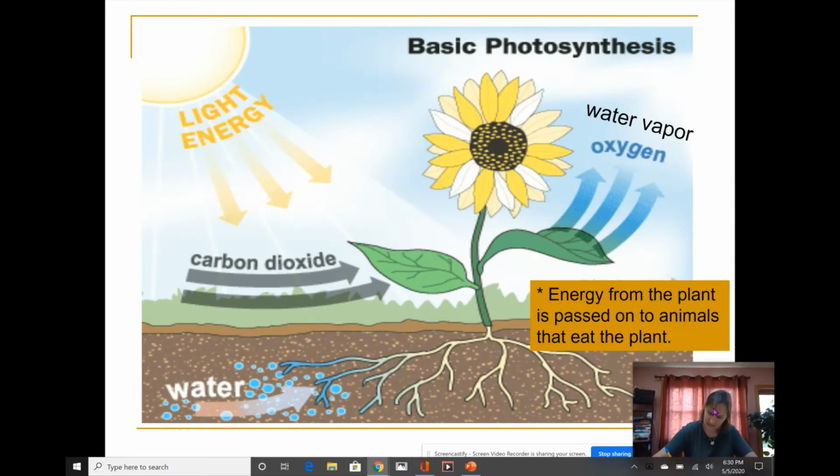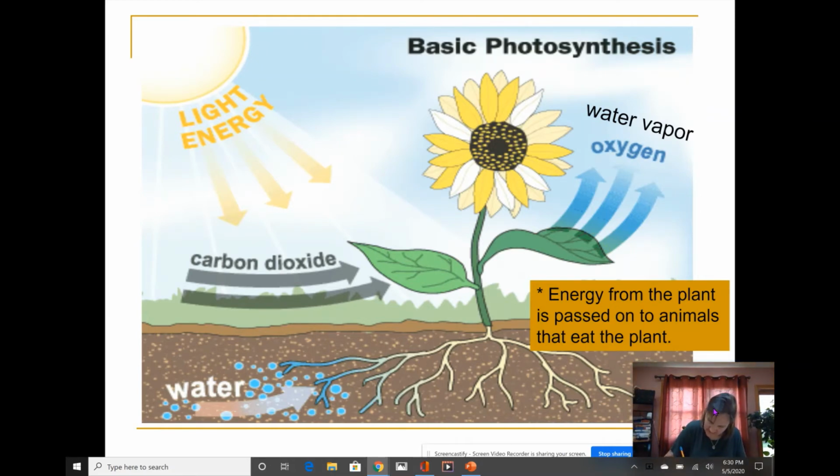And I'm going to write light energy. Or you could say sunlight, but I'm adding the words light energy. So again, you're copying what you see up there.